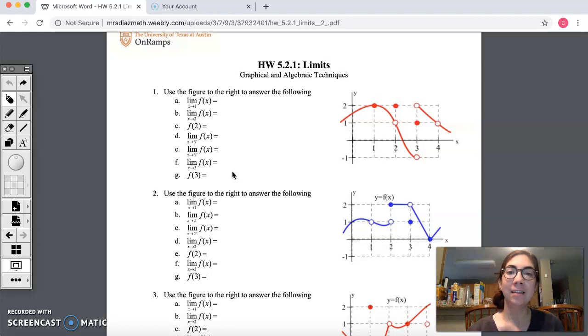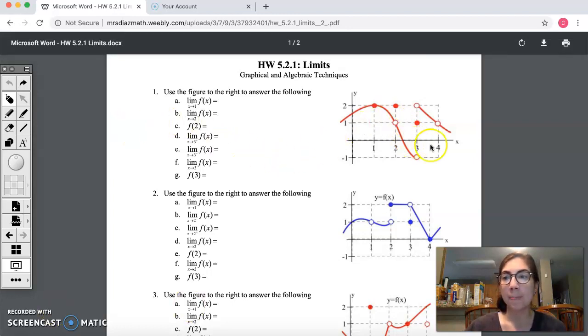So let's take a look at homework 5.2.1, and this is about the limits. So I think it's a good idea to go back and talk about limits. In our homework, we did the odds, so I'm going to look at some of the even problems.